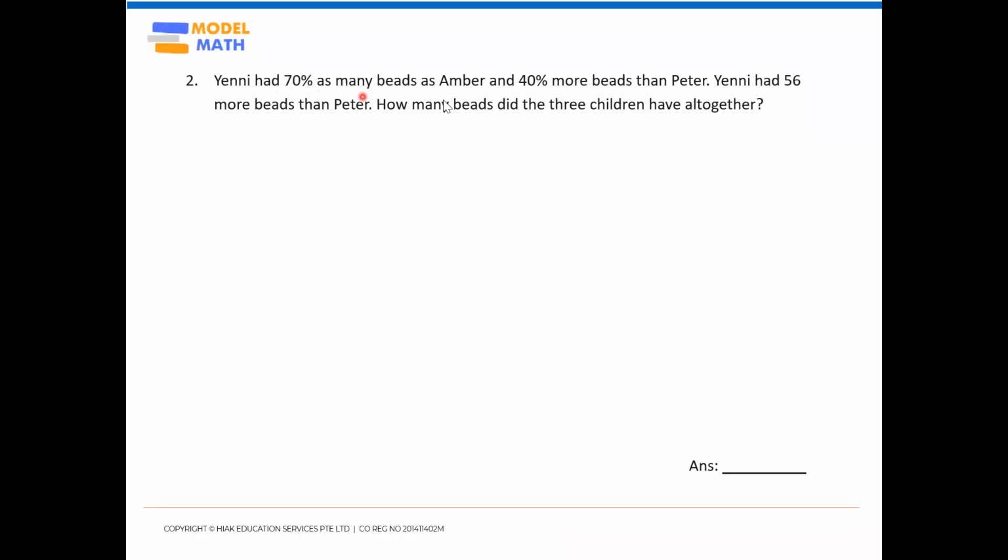Yenny had 70% as many beats as Amber and 40% more beats than Peter. Yenny had 56 more beats than Peter. How many beats did the three children have altogether?